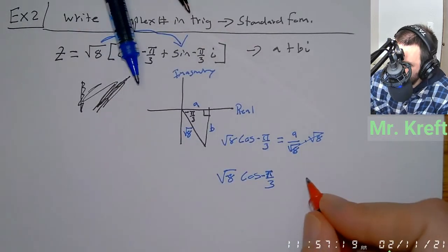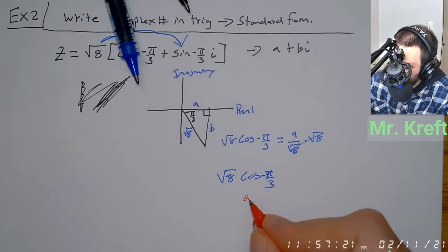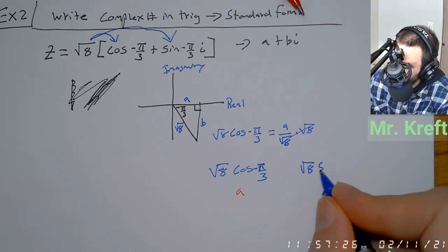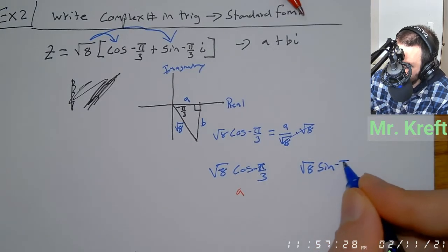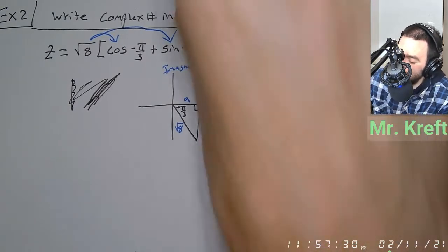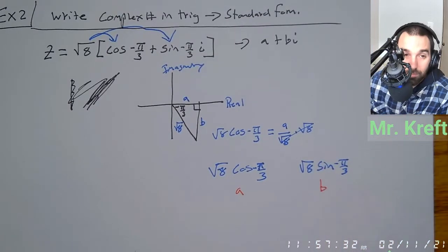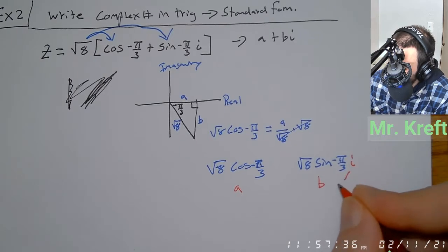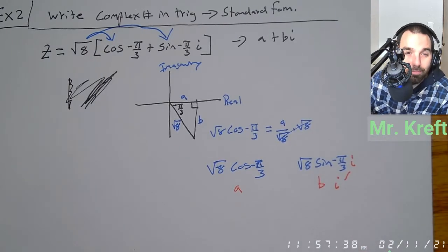And so I could show the same thing. This is going to be my A, and then square root of 8 times sine of negative pi over 3, that's going to be my B. Oh, and there's an i here, right? There you go.